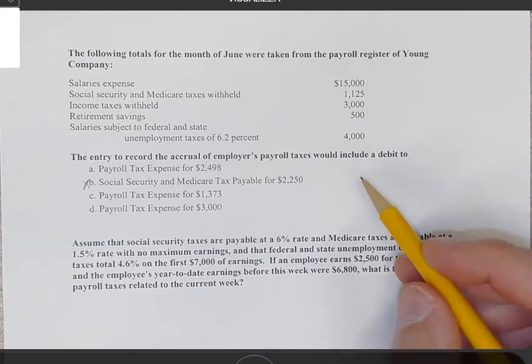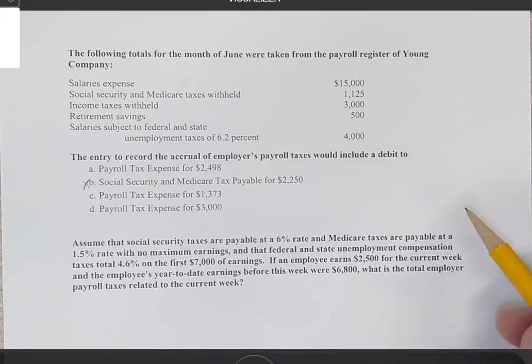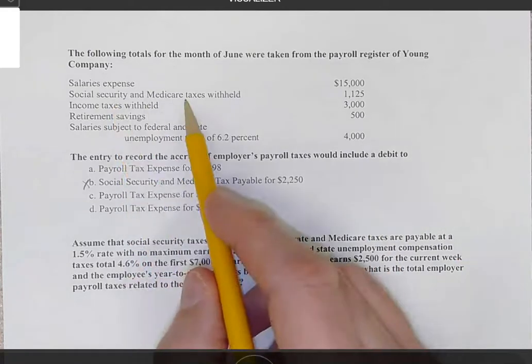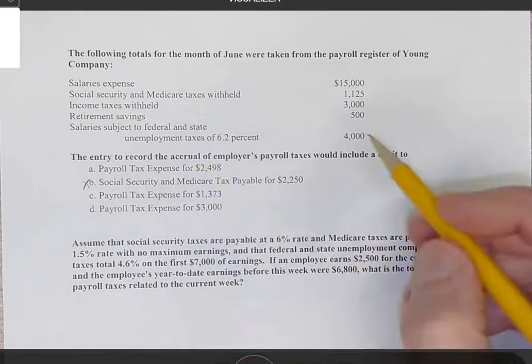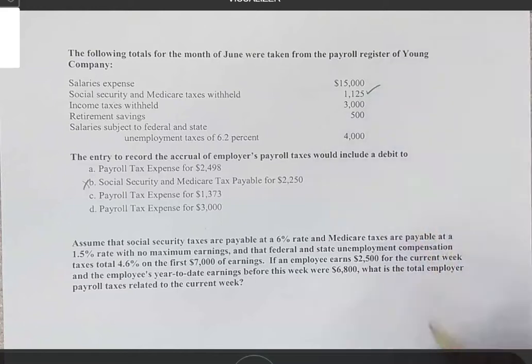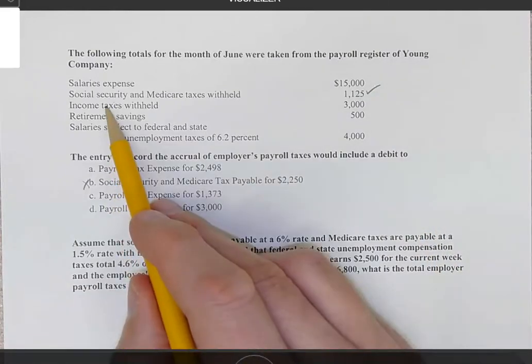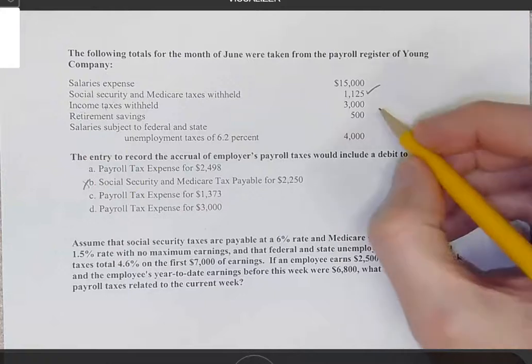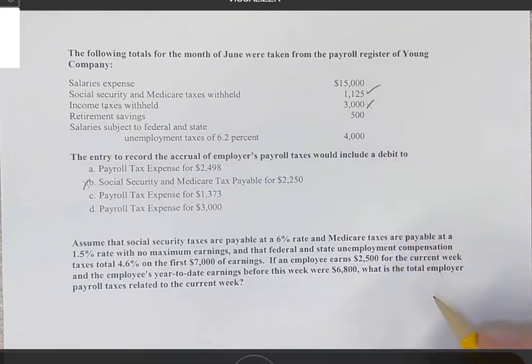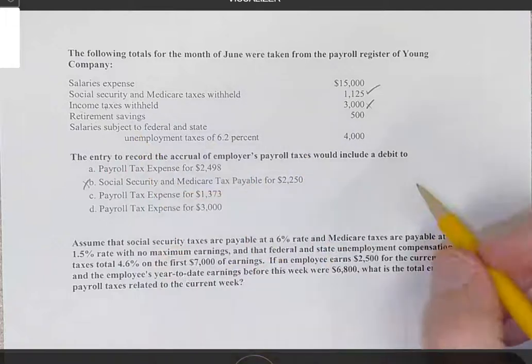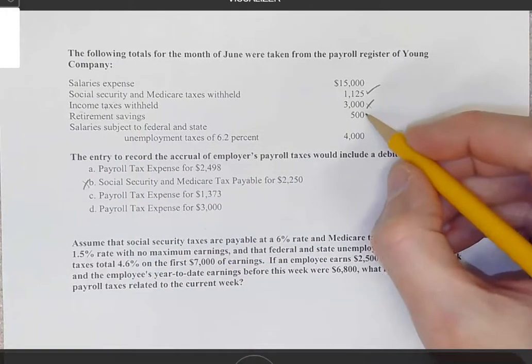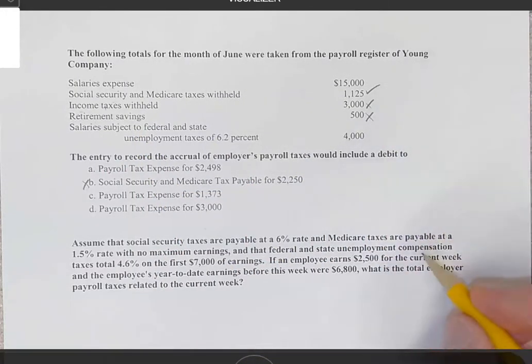What we have to look at are, what are payroll taxes? Social Security and Medicare taxes are definitely payroll taxes. So we need this $1,125. Income taxes are just that, they're income taxes, they're not payroll taxes. So we're gonna mark that out. And then retirement savings, this is a liability that we're gonna have to somebody, but they're not payroll taxes.